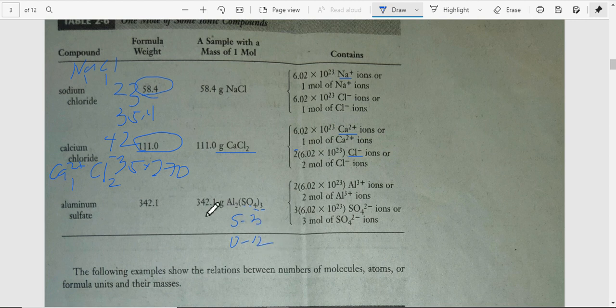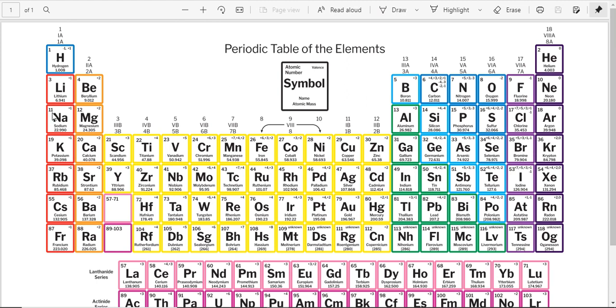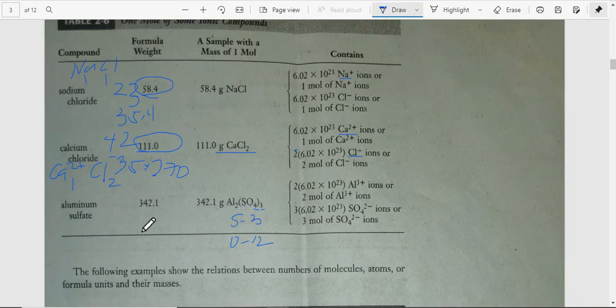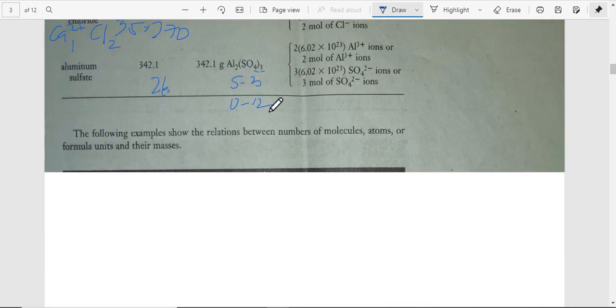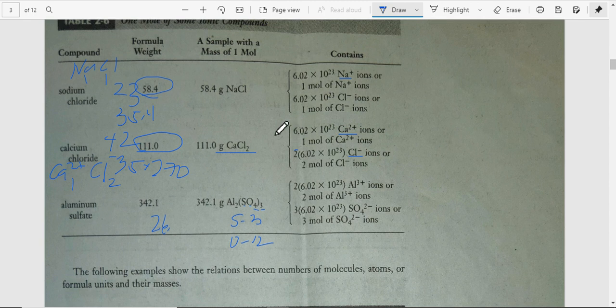Then, you have aluminum. The atomic mass unit of your aluminum is 26.98, 26. Okay, so amo na ang imo nga formula weight, then iya nga sample, then ang iya nga containment or iya nga unod. Same lang gihapon if you're only looking for the aluminum only. So, 2 moles of your aluminum ion.